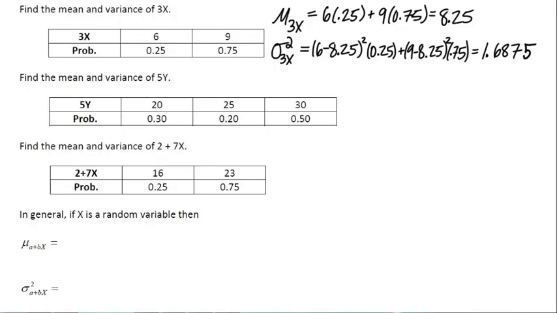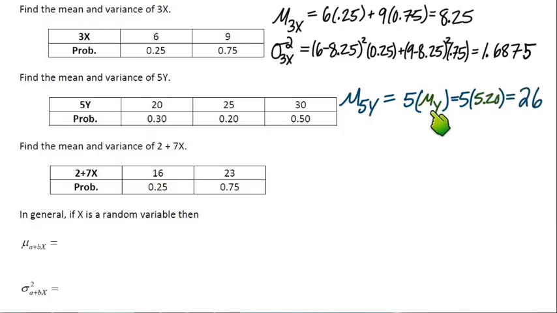Let's talk about the mean and variance for 5 times y. So take the y values, multiply each one by 5. The probabilities are distributed the same. The mean would just be 5 times our old mean, right? The mean of y that we calculated before, which was 5.20. So multiply that by 5, and we're at 26 for the mean of this distribution. And as for the variance, we don't want to just multiply 5 times the variance of y. We want to do 5 squared. So if we do 5 squared times the old variance for y, it's 25 times 0.760, which is 19.0.